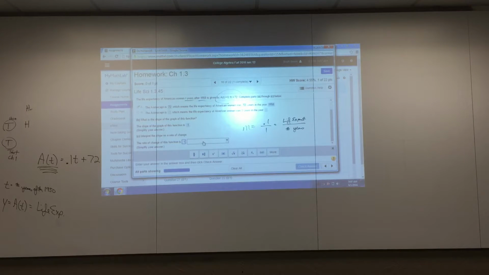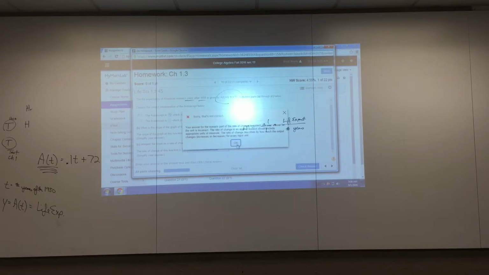Let me just see what my choices are here. What is the interpretation of the slope or the rate of change? The life expectancy per year. I like that one, I think. Life expectancy per year. Nope. I screwed up, huh? Years of age per year after 1950. Maybe that's a better way to say it. Sorry. Years of age. Huh, okay. Good, okay, I see it.